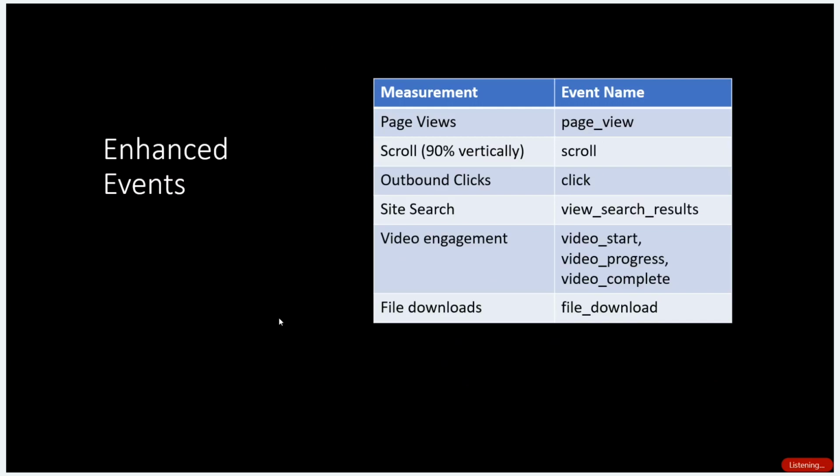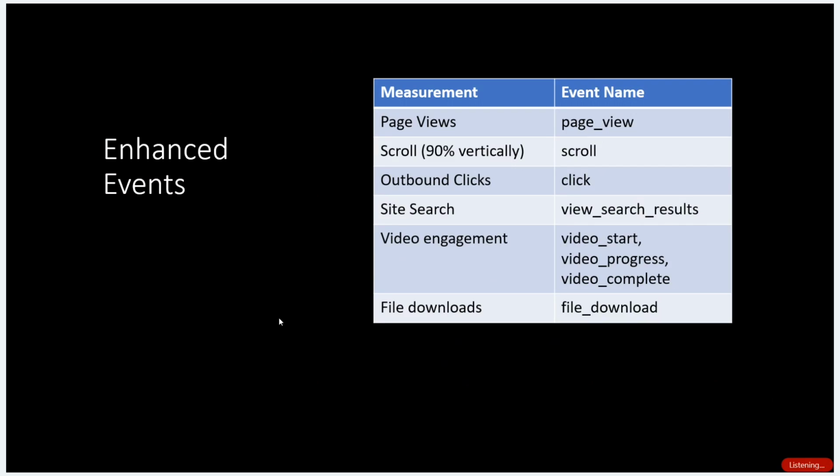Automatic events happen without you doing anything. Then there are enhanced events. These require you to flip a switch. Now, by default, they are also enabled. If you do not want them enabled, then you turn them off. So these events are page views, which track which page or screen people are looking at. Scroll: when the user scrolls 90% vertically, the scroll event gets triggered.